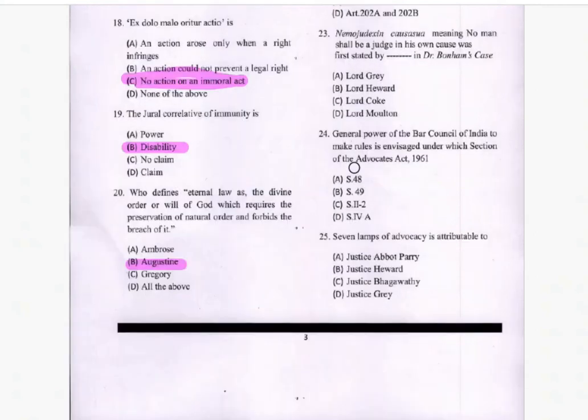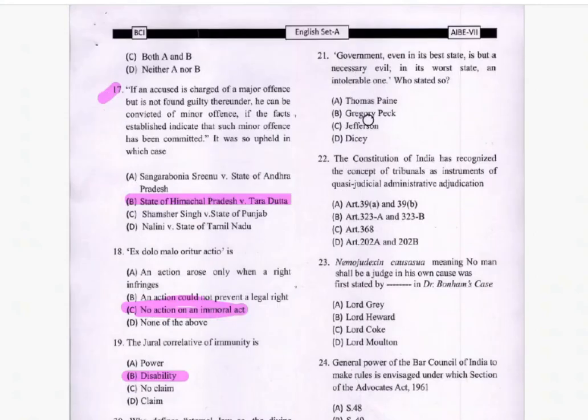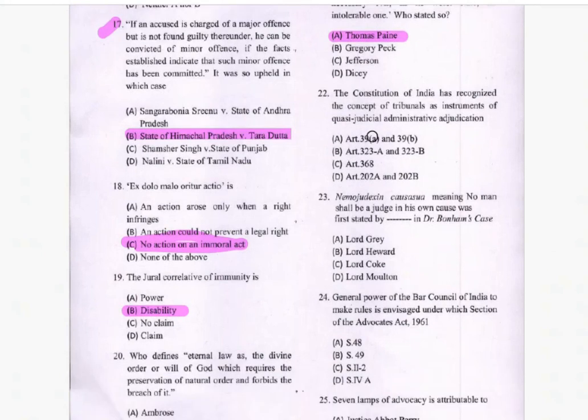Now let us move ahead. Government, even in its best state, is but a necessary evil. In its worst state, an intolerable one. Who stated the same? Thomas Paine. Remember, this is a very painful statement, and that is why the answer is Thomas Paine.